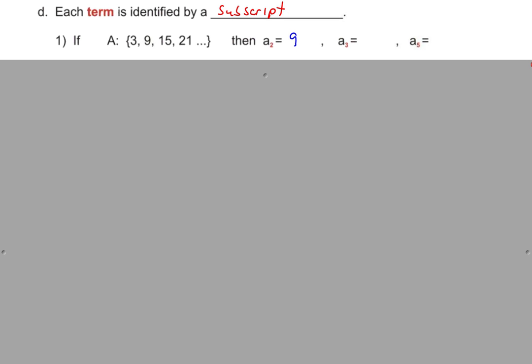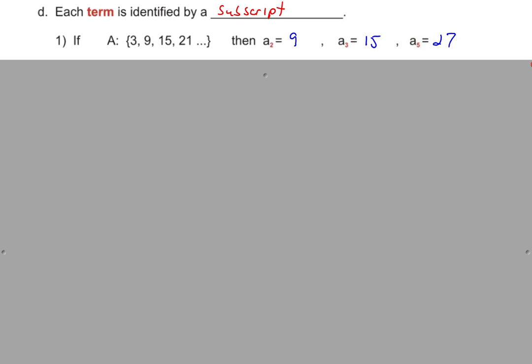So a sub 3 has to be 15. And go ahead and fill in a sub 5. A sub 5. And class, a sub 5 is 1, 2, 3, 4, 5, 27, right? Because each term in this sequence is 6 more than the previous. Do you agree? So you've got to be able to look and see the pattern and then deal with the pattern.